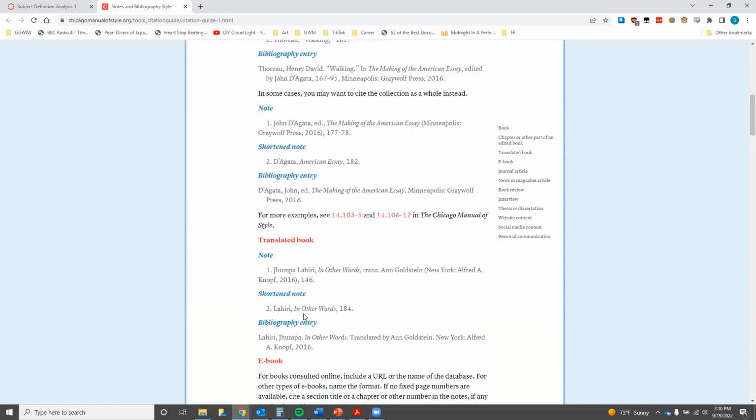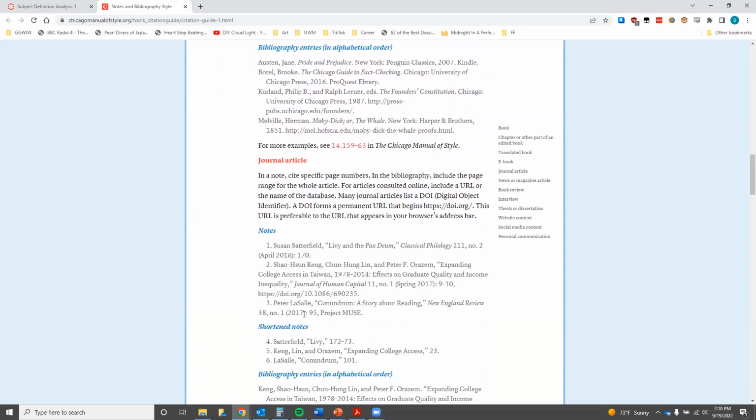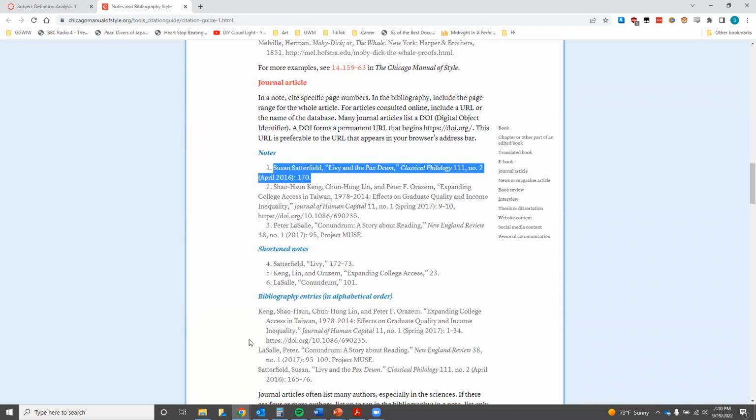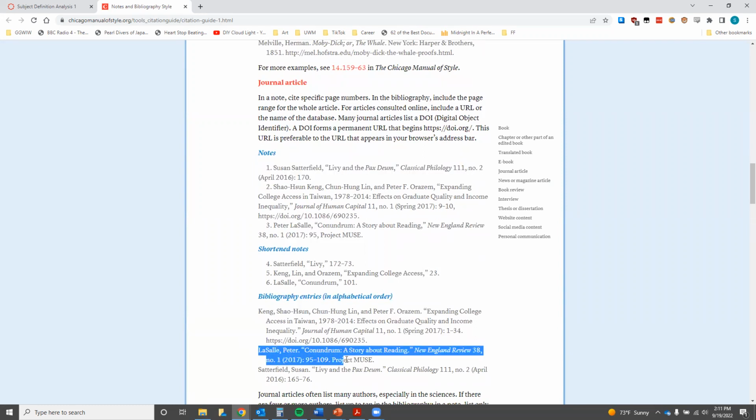So let's scroll down to journal articles, which is probably what most of you are going to be using. This is what your first footnote should look like: first name, last name, and so forth. What students often do, instead of giving me this, is give me something that looks like a bibliography entry, only it has the correct page number on it. So just make sure that you get your footnotes correct.